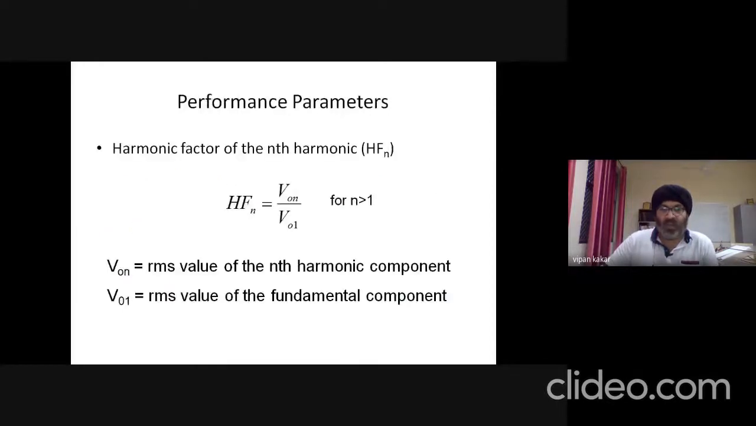So the harmonic factor of the nth harmonic is the RMS value of the nth harmonic divided by the RMS value of the fundamental, which means the first harmonic. That is called the harmonic factor.